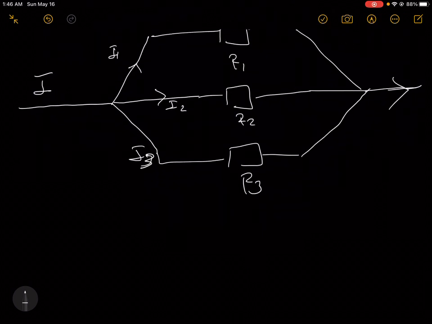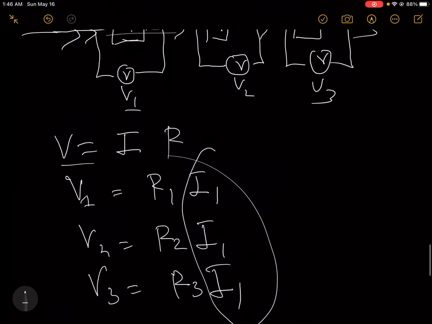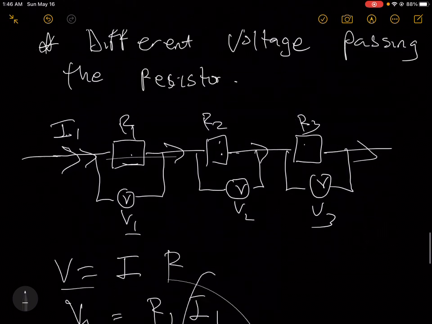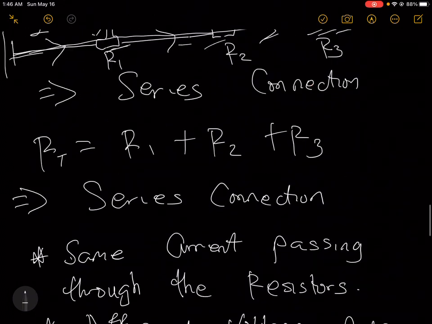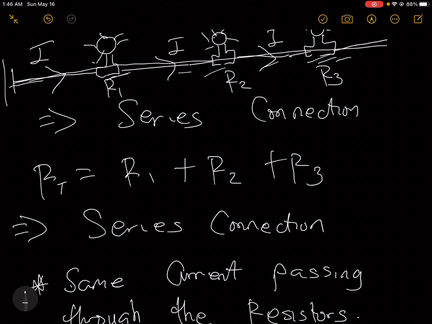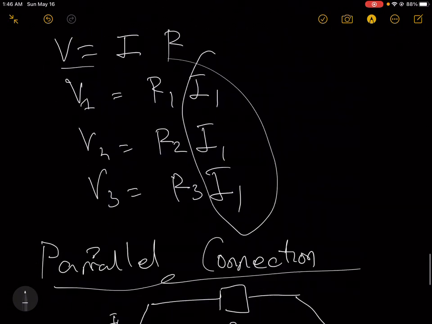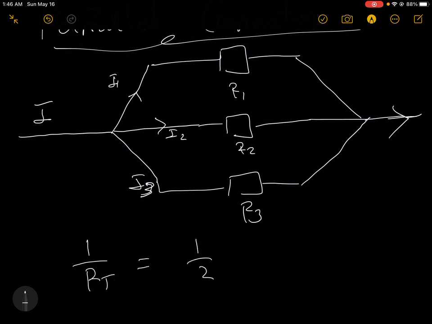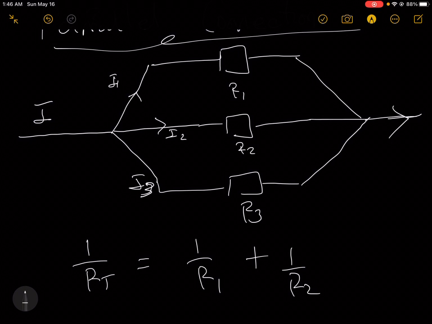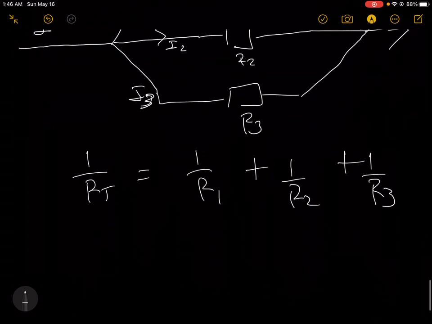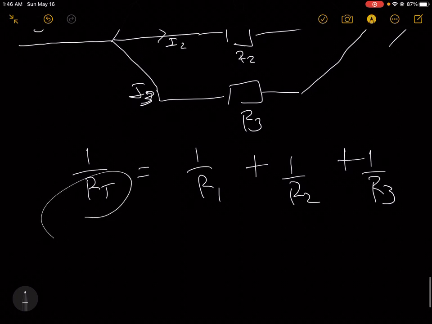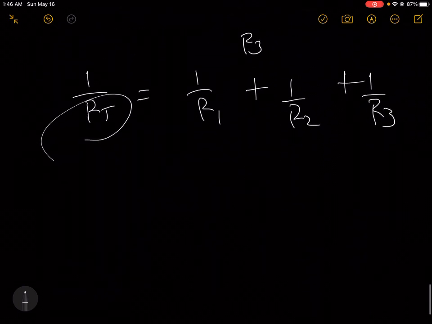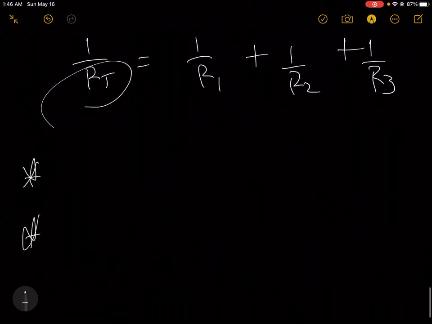Now, resolving a parallel connection is different from a series connection. Resolving a series connection is RT equals R1 plus R2 plus R3. So how do we resolve this? We resolve it with 1 over RT equals 1 over R1 plus 1 over R2 plus 1 over R3. Yeah, so this is how we resolve this. Then we find the value of our RT, right? Now this has its own special rule too, which I'm going to list for you.